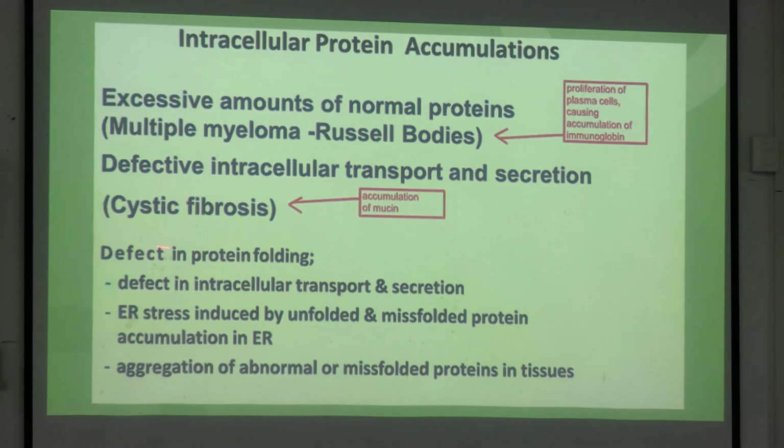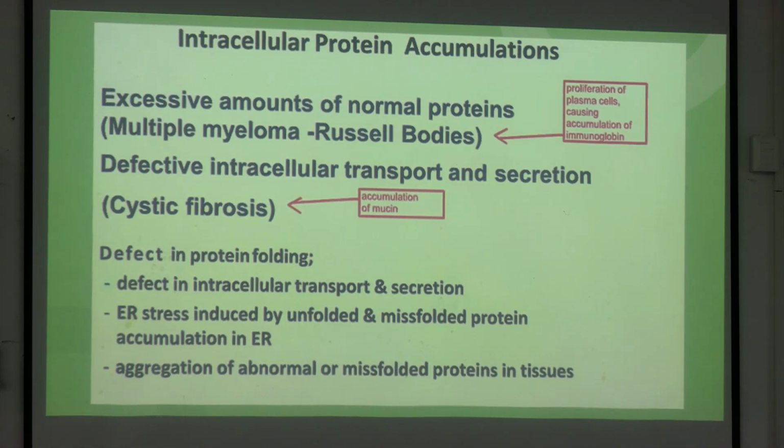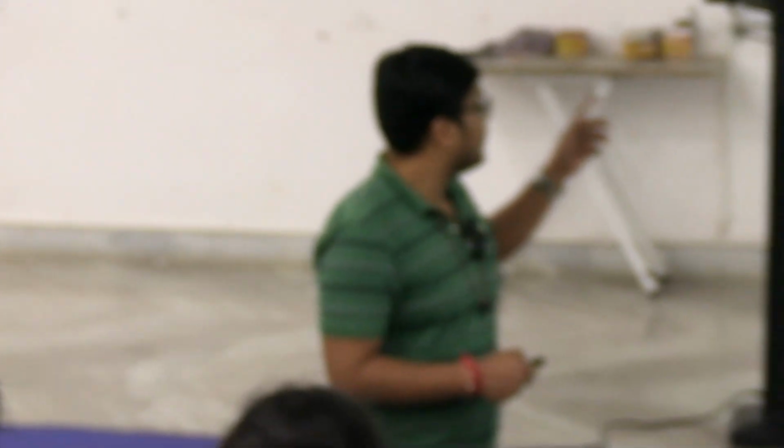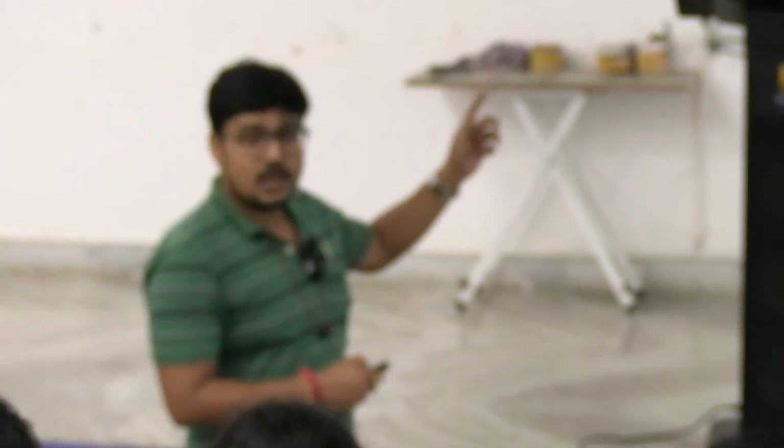Another important disease is cystic fibrosis, a chloride channel CFTR gene defect on chromosome 7, an inborn error genetic disease. So there is a defect in intracellular transport and secretion, endoplasmic reticulum stress induced by unfolded and misfolded protein accumulation in the endoplasmic reticulum, and aggregation of abnormal or misfolded proteins in tissue. So two important diseases of intracellular protein accumulation are multiple myeloma, where the bodies are called Russell bodies, and cystic fibrosis. There is accumulation of mucin. Okay.